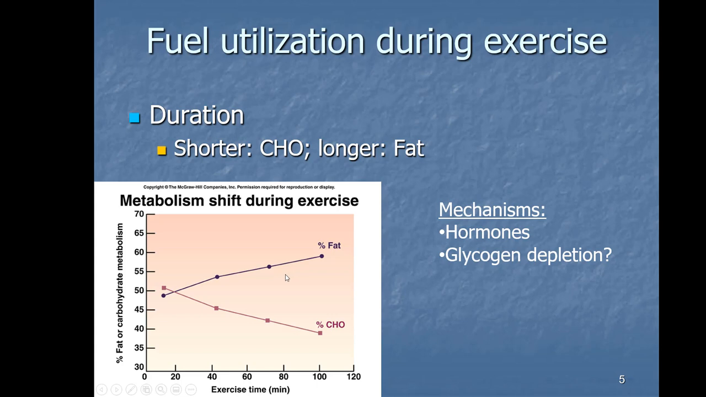Generally you'll see this mainly over long duration exercise. Mechanism-wise, hormones play a role here. During long duration exercise, some hormones increase, which increase fat metabolism. That includes not only your catecholamines, but potentially cortisol. And it's also possible during long duration exercise that glycogen, your storage form of carbohydrate, starts to get depleted. That's going to force your body to start relying more and more on fat as duration goes on.